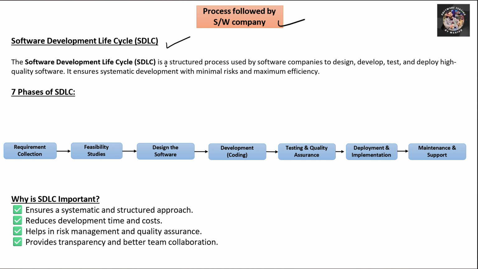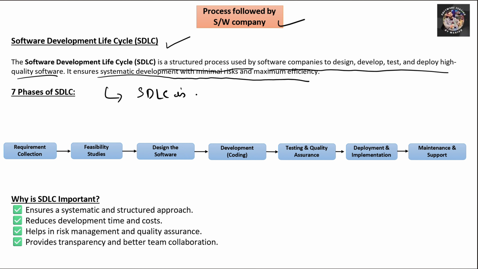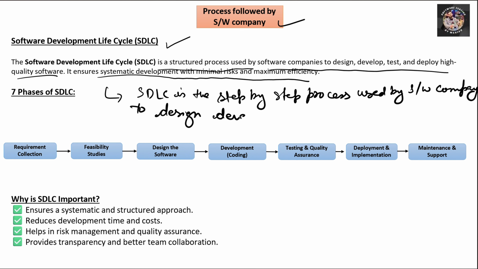So what is the software development lifecycle? It is a structured process used by software companies to design, develop, test, and deploy high quality software. It ensures development with minimal risk and maximum efficiency. In short, SDLC is the step-by-step process used by software companies to design, develop, and test software.